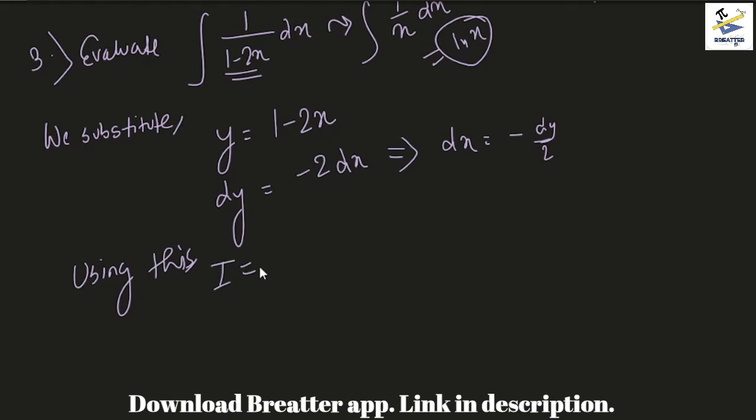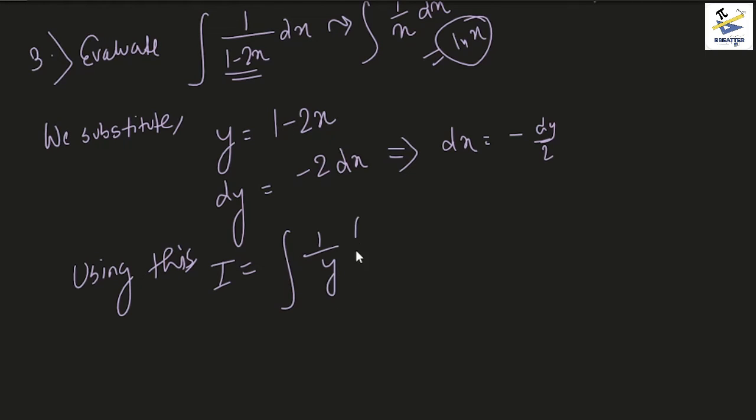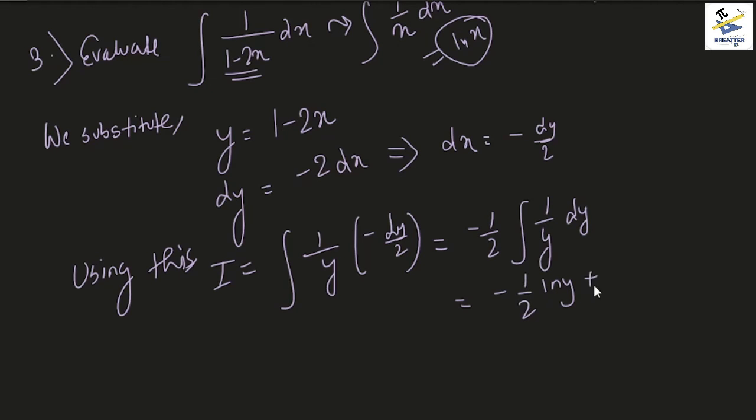I should be equal to 1 by 1 minus 2x, which is just 1 by y, and dx is just minus dy by 2, right? And so the constant minus 1 by 2 comes out, and we have 1 by y dy. Now this would give us minus 1 by 2 ln of y plus c, and it's time to put back what we have substituted, which gives us minus 1 by 2 ln of 1 minus 2x plus c.